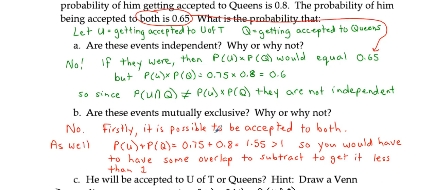Well, first thing you can think about is that it's possible for them to get accepted to both. But numerically, and this is something I want you to think about because a lot of people will do this, when you add the probability of getting into U of T and the probability of getting into Queen's, you get 1.55. Probabilities cannot be higher than 1. So if you're getting a number that is higher than 1, then that's wrong. So obviously you have to have some sort of overlap that you would subtract to bring this number to be less than 1 because probabilities cannot be over 1.